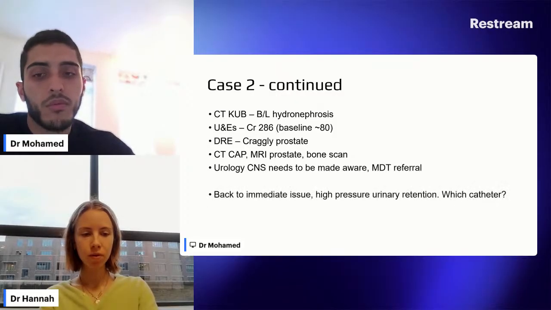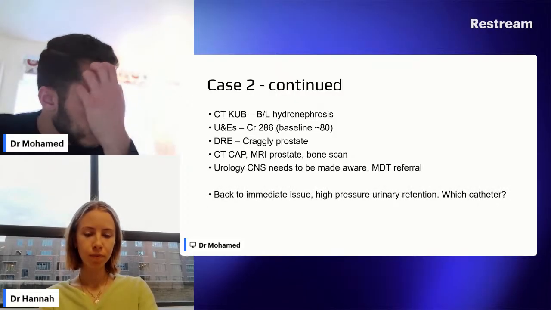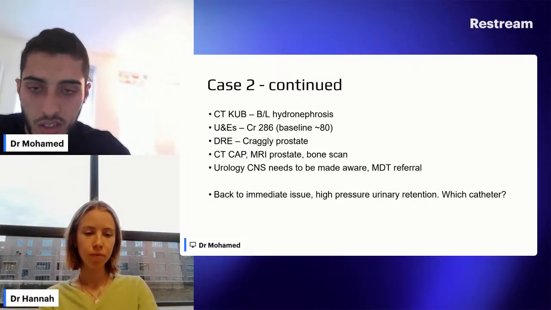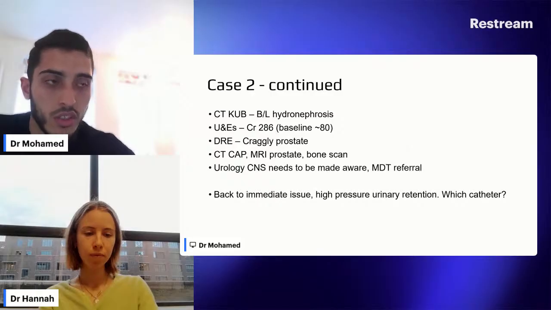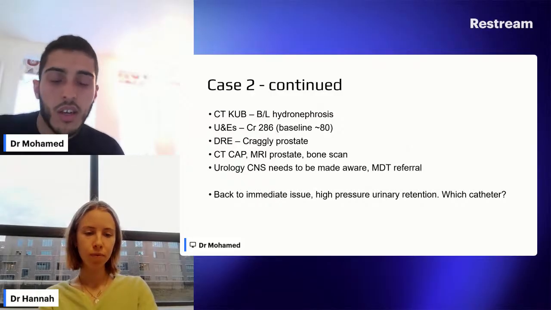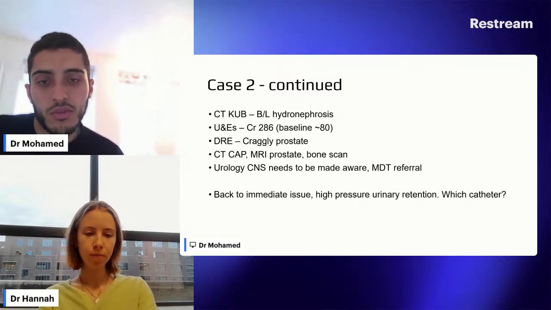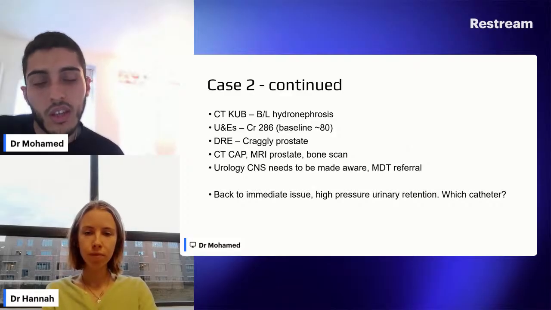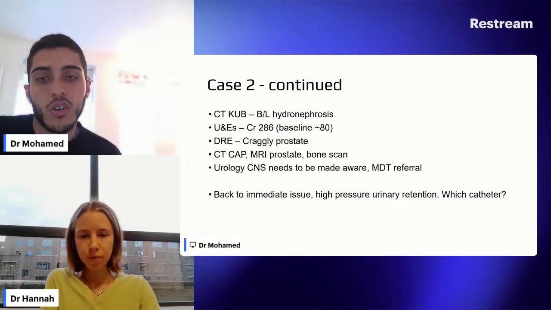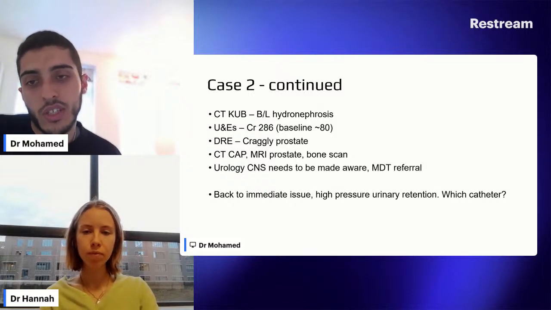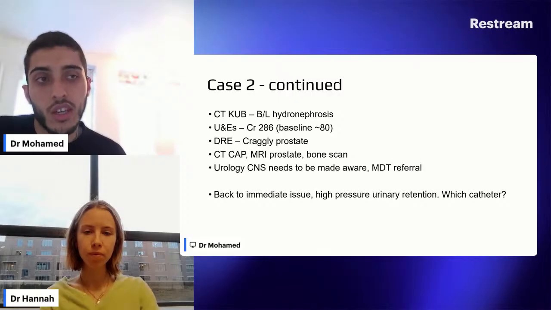Now, that's all well and fine. So hopefully that's all sorted. We've informed the cancer nurse specialist. She's gone to break the bad news and just counsel the patient through all of that. But back to the immediate issue. Our patient is in high pressure urinary retention, okay? And we know that because of the large volume that he was retaining, the bilateral hydronephrosis, and the AKI that he's in. So which catheter would we use here?